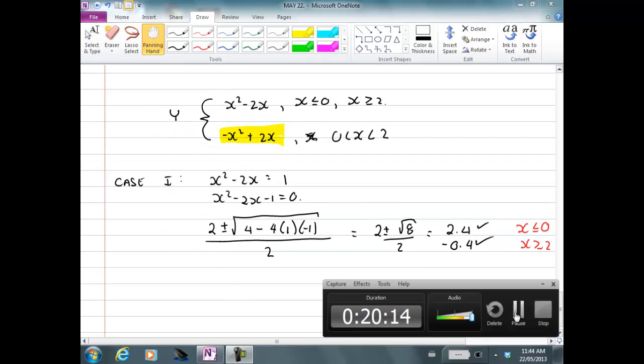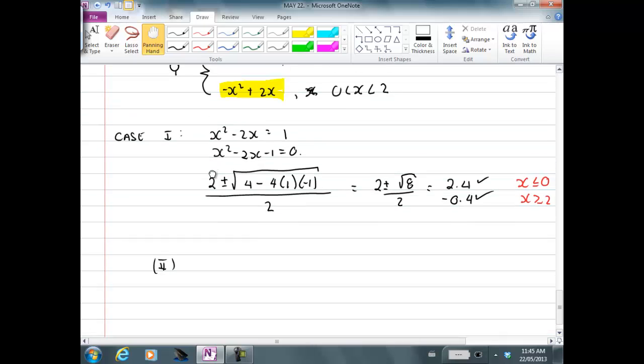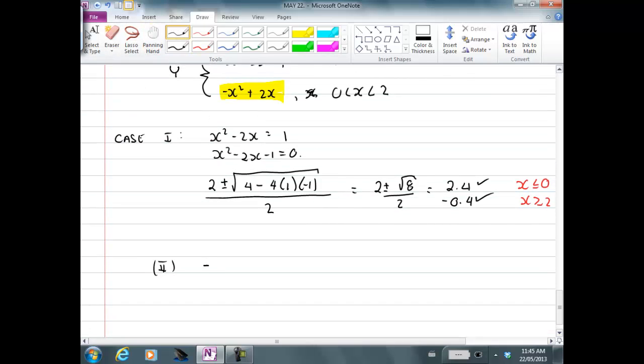Take a minute and you can factor it. In case 2, I'm going to write down case 2. In case 2, I have negative x squared plus 2x equals 1. I always try to have a positive x squared. That's what I want to do. So why don't I move everything to the right hand side? Because the reason is I want a positive x squared. Because negative x squared is really hard to work with. So it'll be x squared minus 2x plus 1 equals 0.